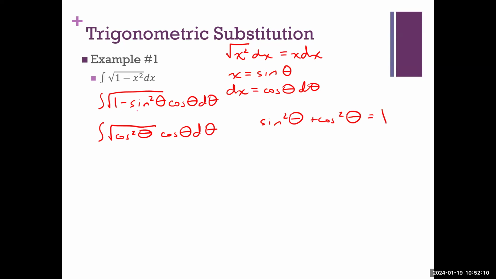So now I can't take the square root of this. I can't simplify that. But can I simplify the square root of cosine squared of theta? Absolutely. So this becomes cosine squared of theta d theta.